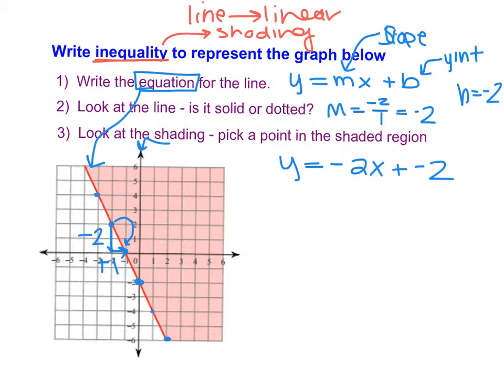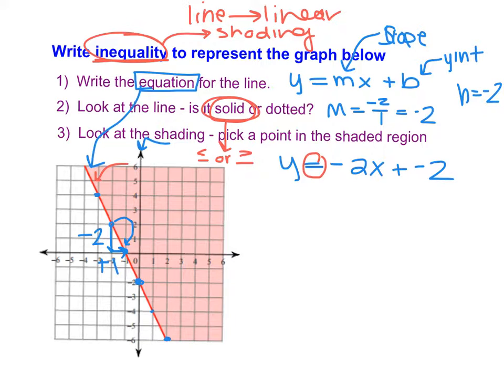Now from here, my goal is to decide what type of inequality is going to go in place of this equation, because I know this doesn't represent the graph of an equation, it represents the graph of an inequality. The first thing I note is that I have a solid line. This is a solid line, it is not dotted. So my inequality will be one of these two. It will have that equal to underneath. I've now narrowed it down to two inequalities, and the last thing I need to do is decide, is it a less than or equal to or a greater than or equal to?